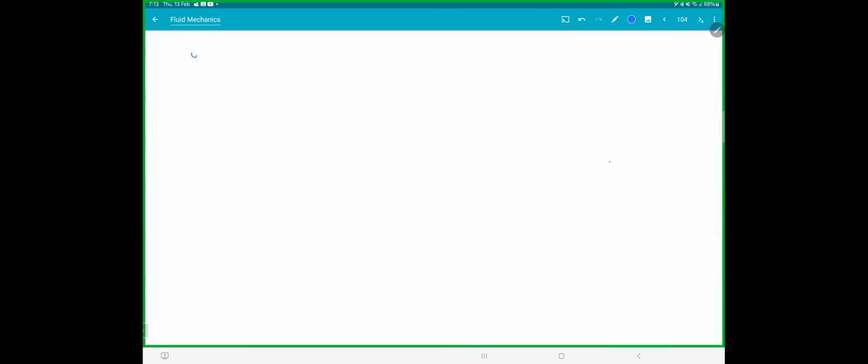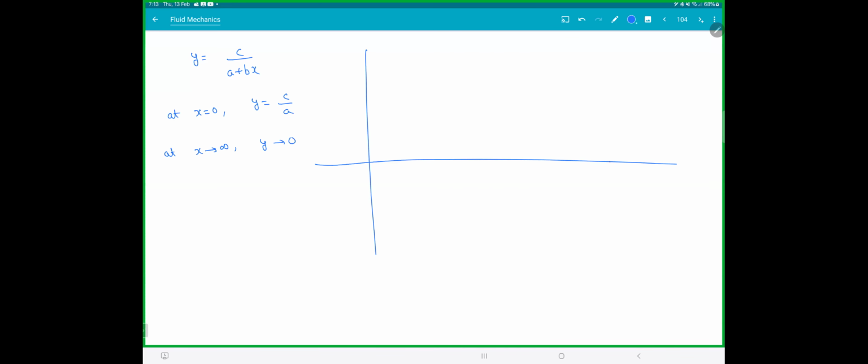So the equation is y is equal to c by (a plus bx). When you put x equal to 0, you get y coordinate as c by a. As x tends to infinity, y will tend to 0. Make sense? So the streamline tends towards the x-axis. The diagram would look like this.